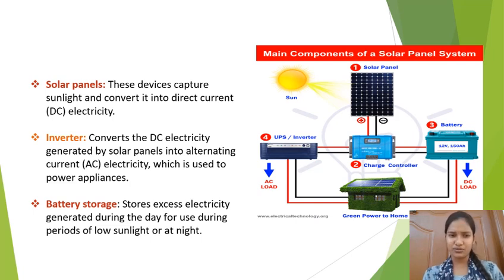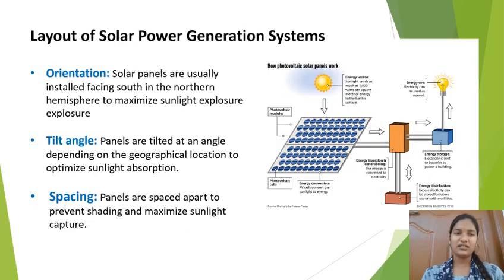The battery storage stores excess electricity generated during the day for use during periods of low sunlight or at night. From the inverter, AC load is carried to the green powerhouse, and also from the battery, a DC load is connected to the green powerhouse. Now let us see the layouts of the solar power generation systems.